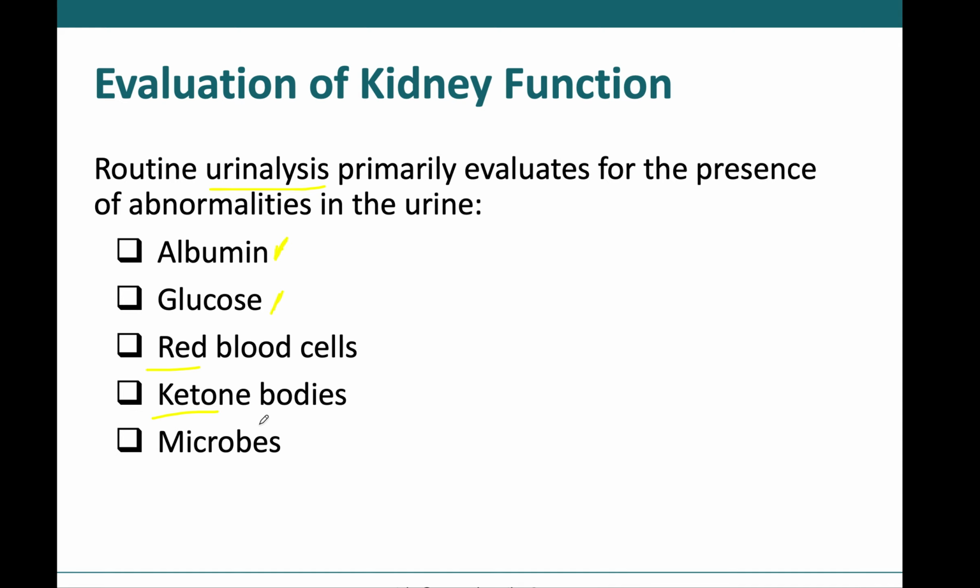Ketone bodies should not be present except in very minimal amounts. If there are more ketone bodies than usual, it means that the person, usually it happens in people who are either starved or have diabetes. Of course, urine is very sterile. It shouldn't have any microbes unless there is infection.